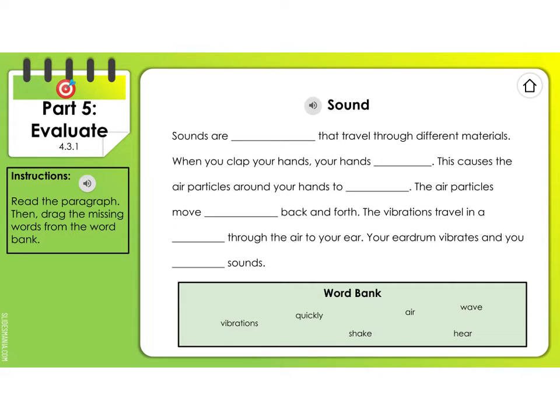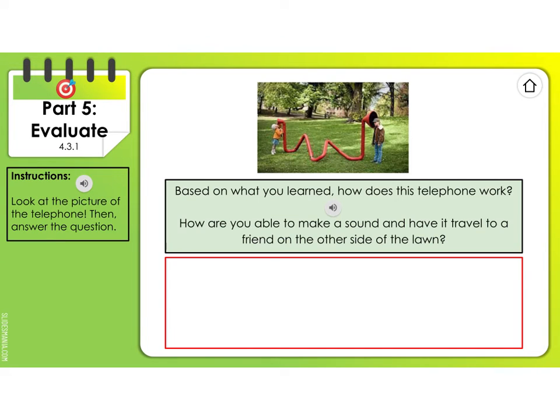So you are going to read the paragraph, and then you're going to drag the missing words from the word bank into the correct place. That's pretty straightforward, and sometimes it's a little tricky, but just be patient with it and you'll be able to move those words. The next page is, as we usually have, something where you're going to explain what you're seeing.